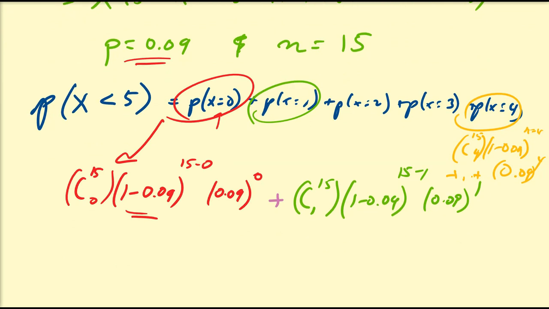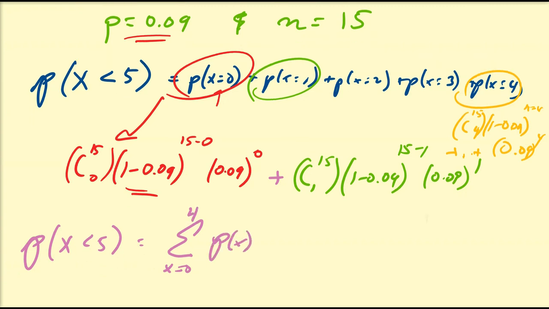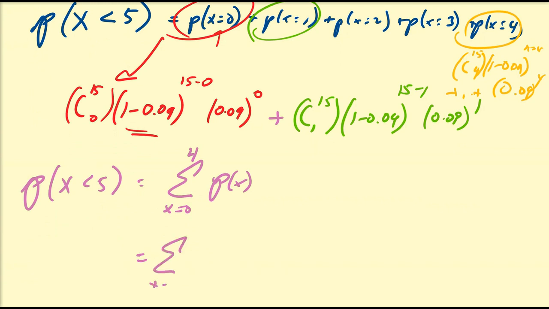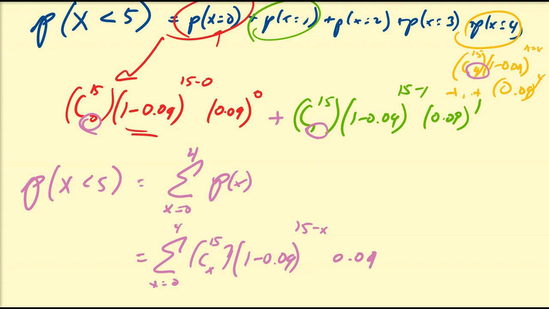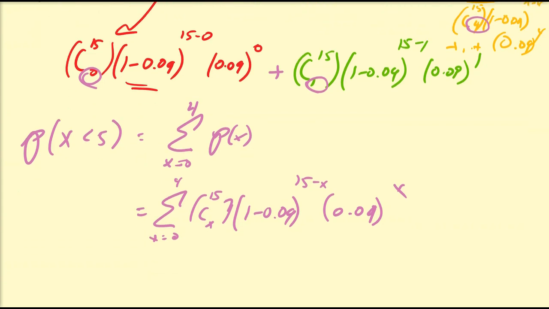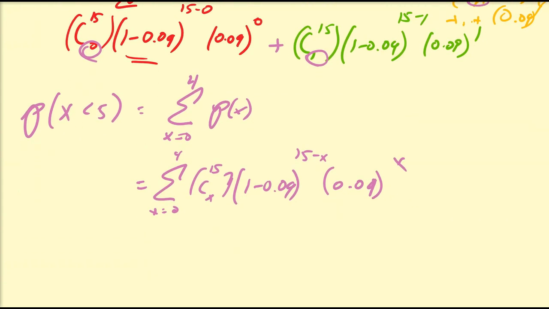So we can write that in a more compressed way. The probability that x is less than 5 is equal to the sum from x equal to 0 to 4 of p(x). So it's equal to the sum from x equal to 0 to 4 of 15 choose x, since that's the term that we are varying across, times 1 minus 0.09 to the 15 minus x times 0.09 raised to the x. So either you can do all 5 of these terms manually, or you can have a calculator or software do this for you.